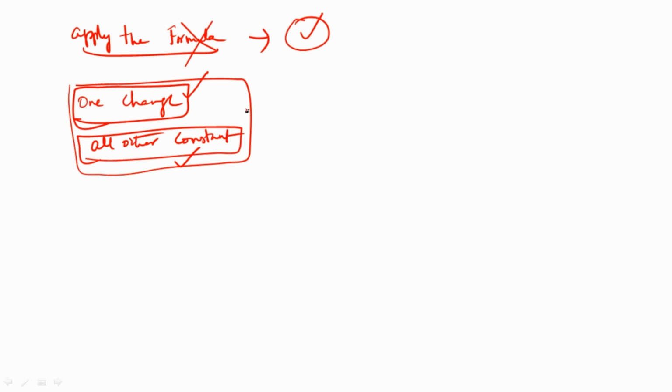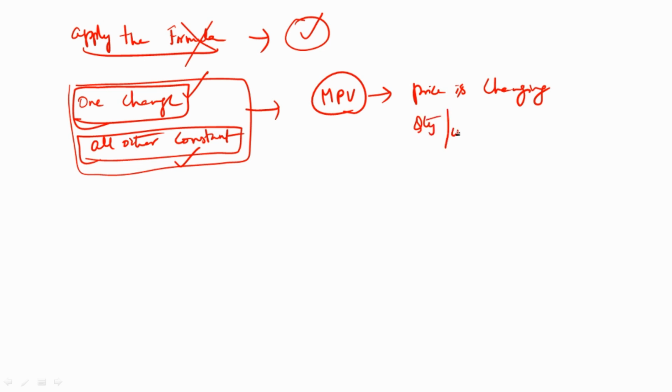For example, let's start with material price variance. There will be only one change. What is changing? Price is changing. So material price variance means price is changing. And what will be constant? Everything else will be constant. Let's say quantity or usage. So usage variance is what, Nana? Constant. Let's start with another variance, material usage variance.